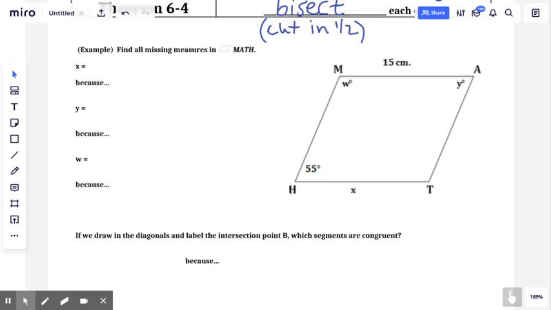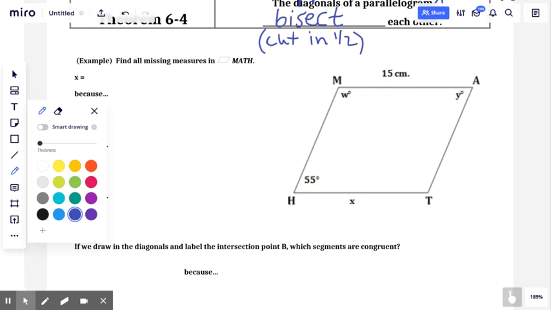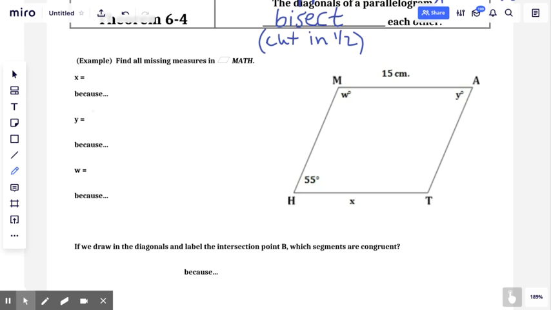We have parallelogram MATH here. We're going to find all of the missing parts. So first, we're going to ask you to find X. So X is here. Notice that X is labeled on HT, and HT is opposite of MA. So those are considered to be opposite sides, which means they're congruent. So MA and HT would be the same. So therefore X is 15 centimeters.